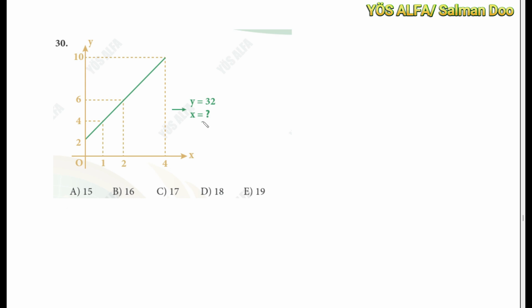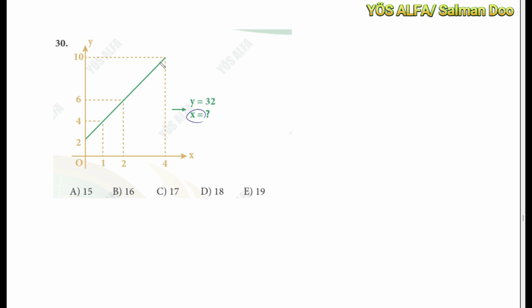The graph of the linear line is given. We're asked to find the x value when y is 32. We can solve this problem in 2 different ways. Let me start by using the equation of the linear line. So we'll first find the equation of the line, and then we'll substitute y value to get x.